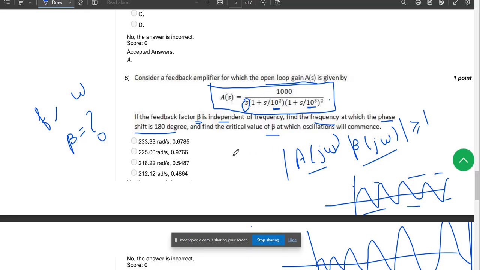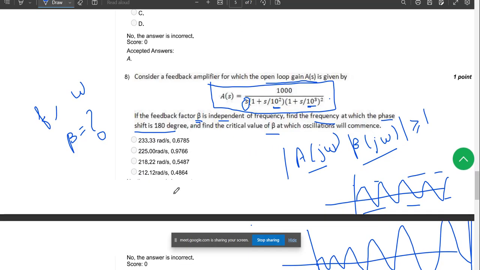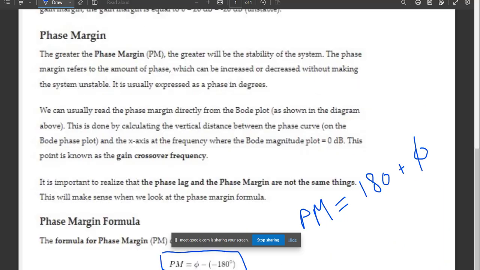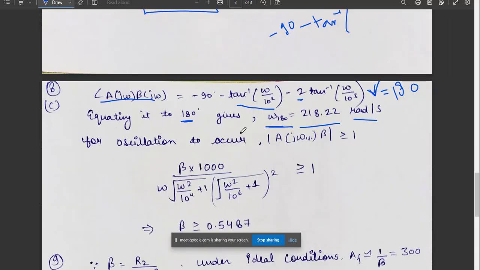So is it asking in radian per second? Yes, the answer is given in radian per second, so we have to find out the value in omega. So omega is equal to 218.22 radian per second.